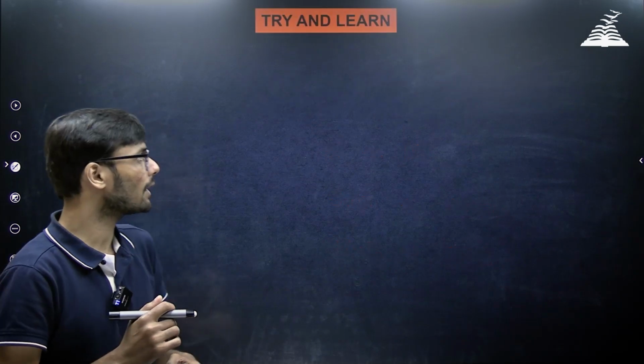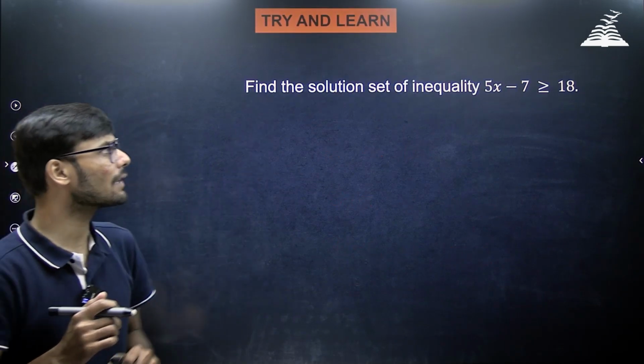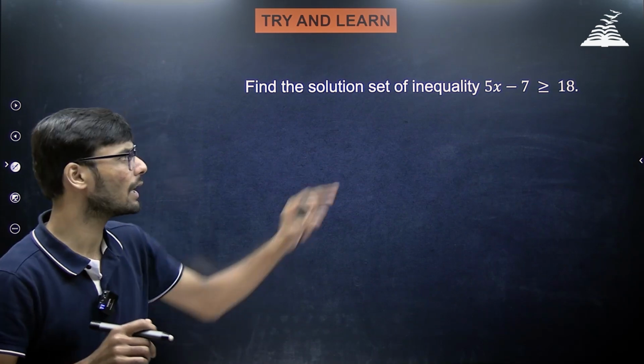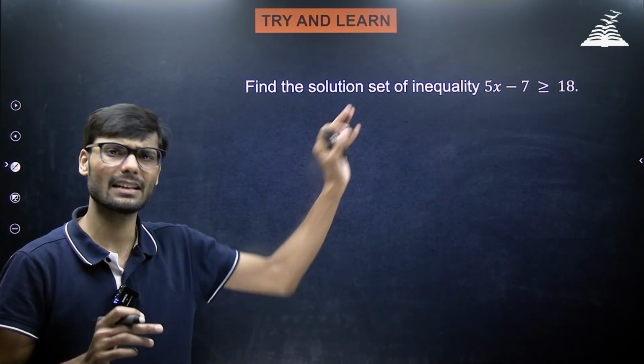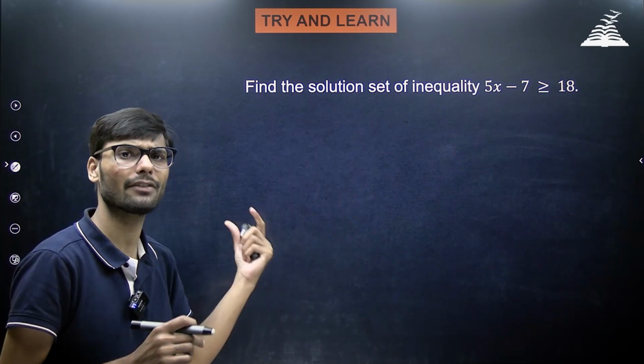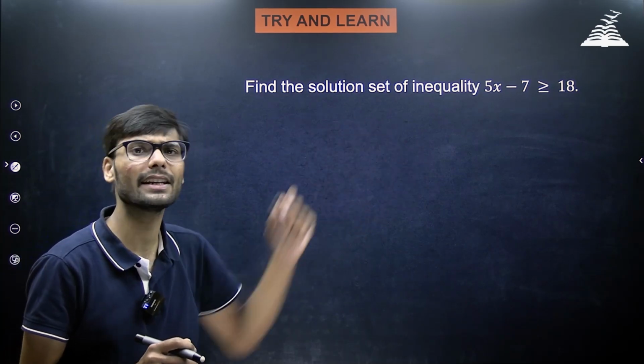Now let us take a look at a question. Let us say we need to solve the inequation 5x minus 7 is greater than or equal to 18. This here is a linear inequation. On the left hand side we can see we have a linear term in x.